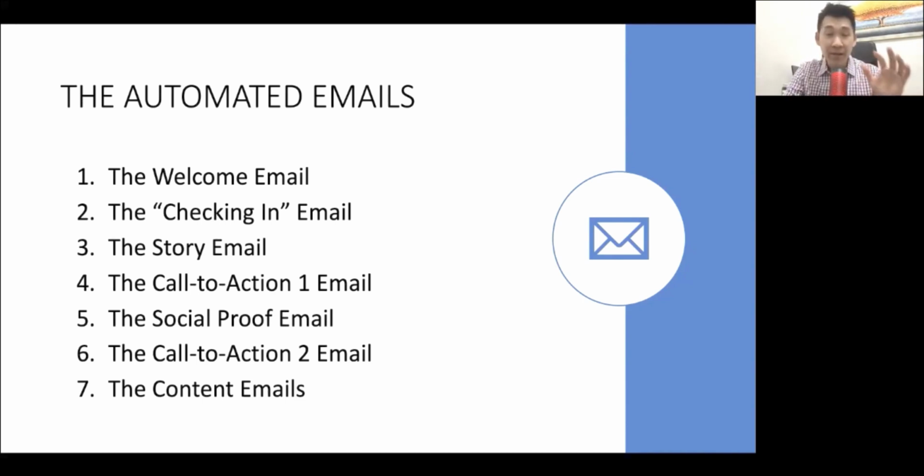So from this basic framework, let's say you do 8 issues or 8 videos, depending on whether you do PDFs or videos. That means 8 plus the welcome email, checking in email, story email, call to action 1 email, social proof email, and call to action 2 email, which means 8 plus 6. There will be by default 14 emails set inside the autoresponder to go out automatically.